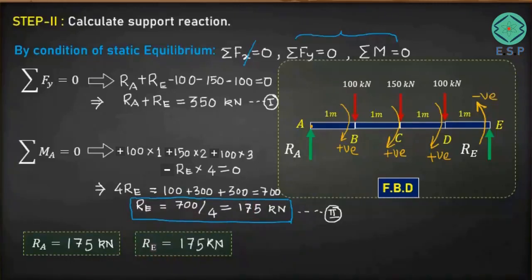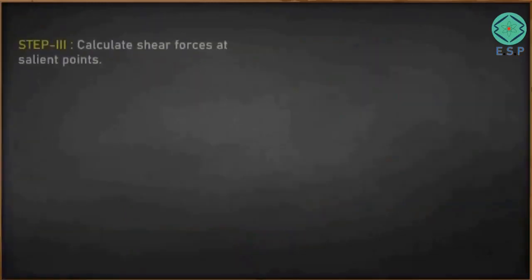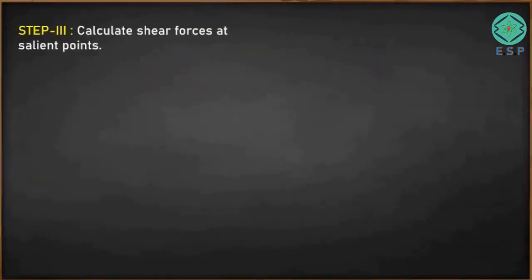So you can see here in step 2, we have calculated the support reactions by using the condition of static equilibrium. Now let's go ahead and understand step 3, to find the shear force and bending moment diagram. So friends, now we have step 3, to calculate shear force at salient points.